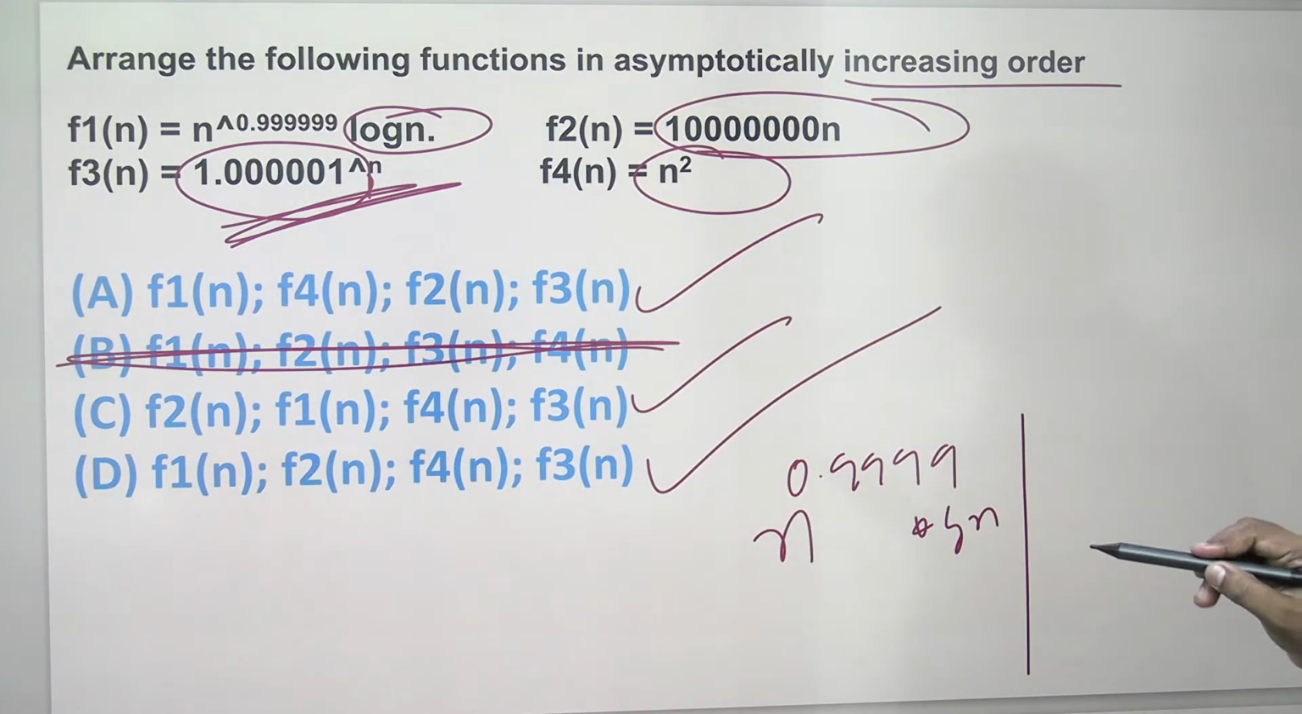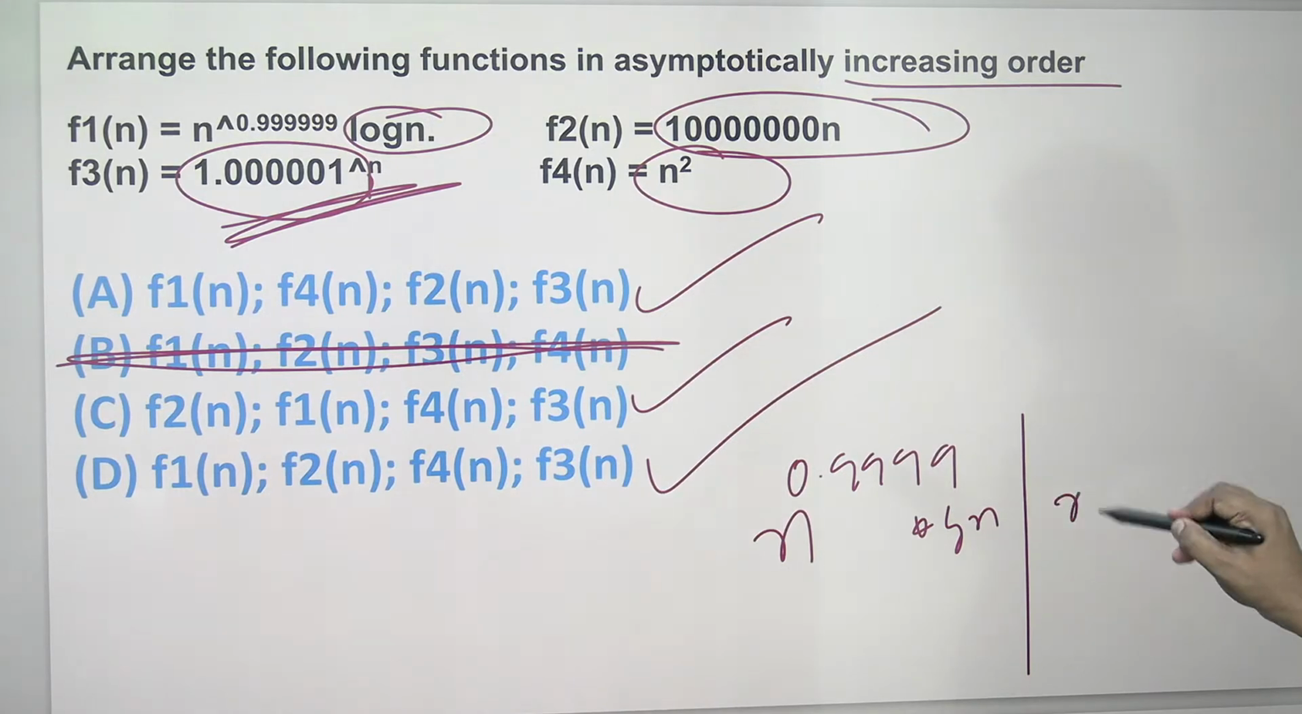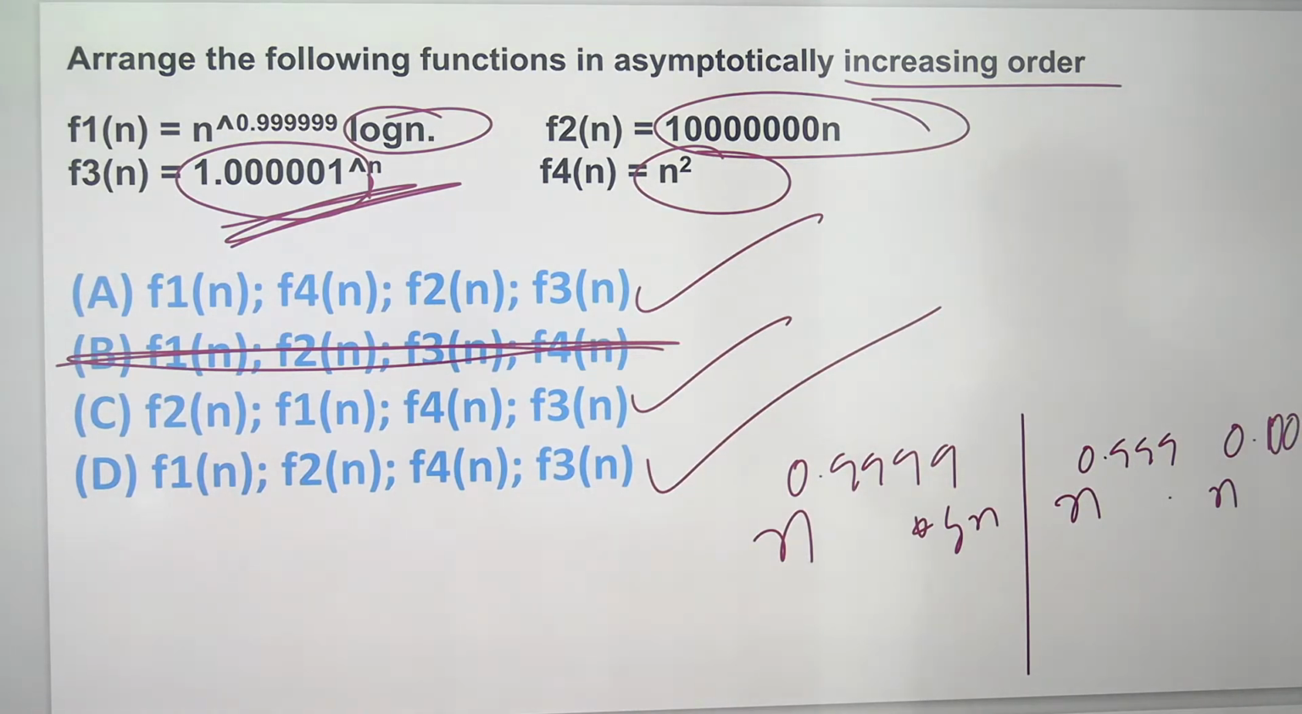But F2, if you see, forget about constant, n power 0.9999 into n power 0.1 or 0.01. So n can be split into two parts: n power 0.999 into n power 0.0001, something like that. If you want, you can keep one more 0. I don't have any problem. Fine, that's okay.